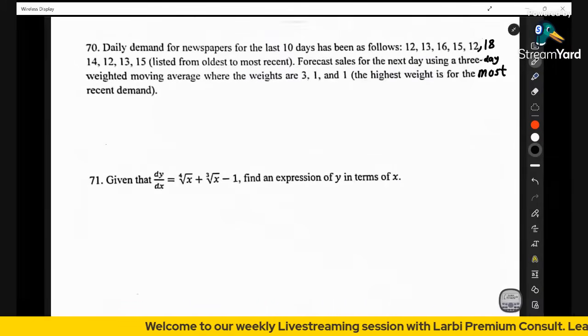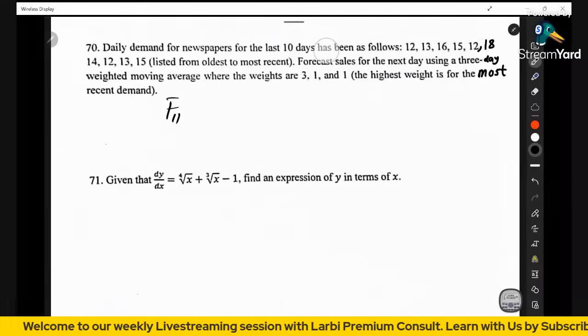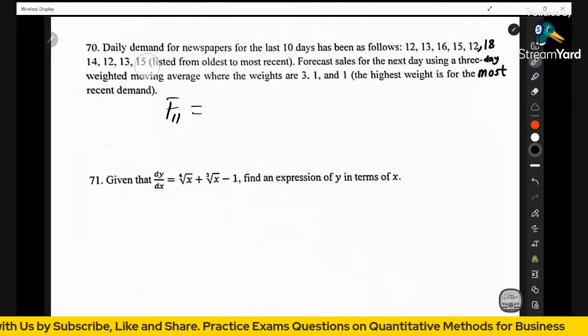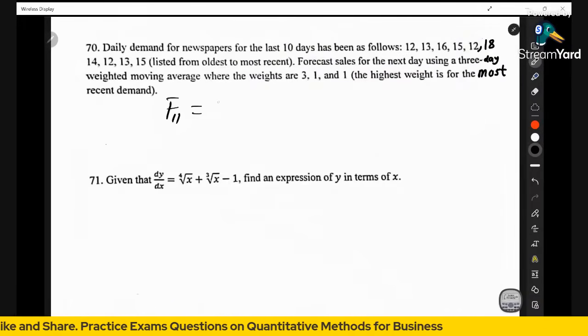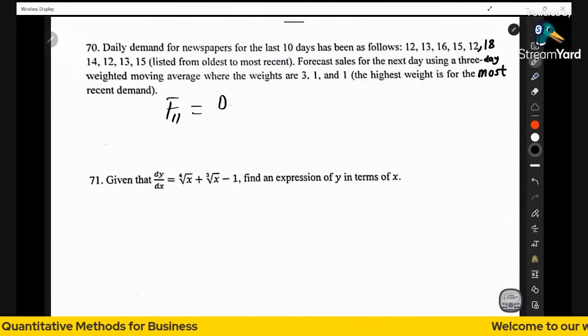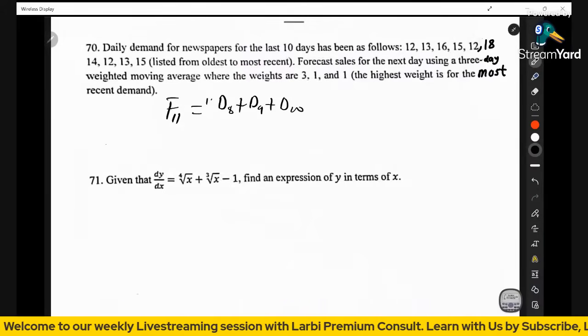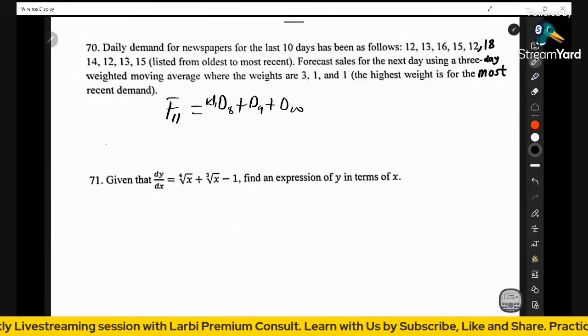So that's going to be day 11, right? Since this is 10-day information, using the weighted moving average, where we have 3, 1, and 1, the most recent data is going to receive the highest weight. So since you are using a 3-day moving average, that's going to take into account 15, 13, and then 12. So we have D8, D9, and D10, right? So here we have the highest weight, in that order.